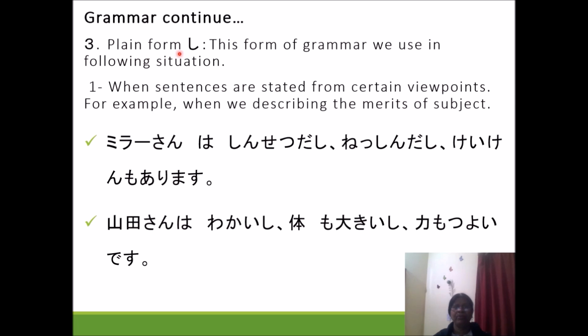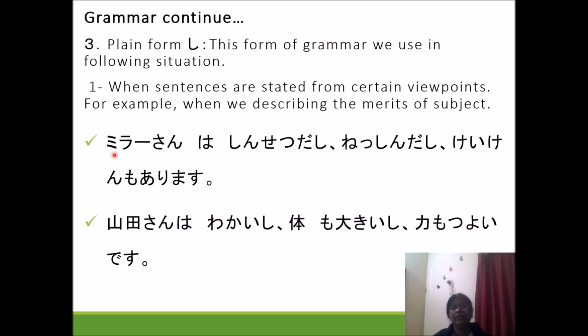Next grammar is plain form shi. We use this form of grammar in the following situation. Let's see in what situations we use shi. When we use shi form, it takes the plain form before it. When sentences are stated from certain viewpoints, for example, when we describe the merits of a subject, or when you say some merit point of a person, of a place, in that case we use shi, and it always takes plain form before it.